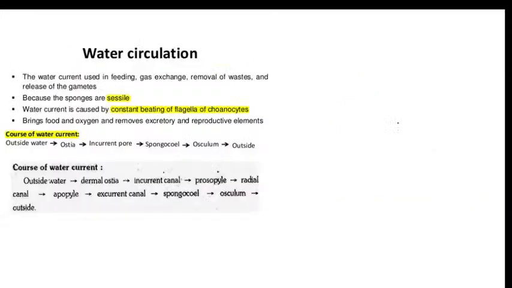Now we'll see the water current. So the water circulation, I said the sponges. In sponges or in poriferans, they have a water vascular system. The water circulation in the body is in such a way that the water enters. Why is water circulation important? Because they are found attached at a particular area only.